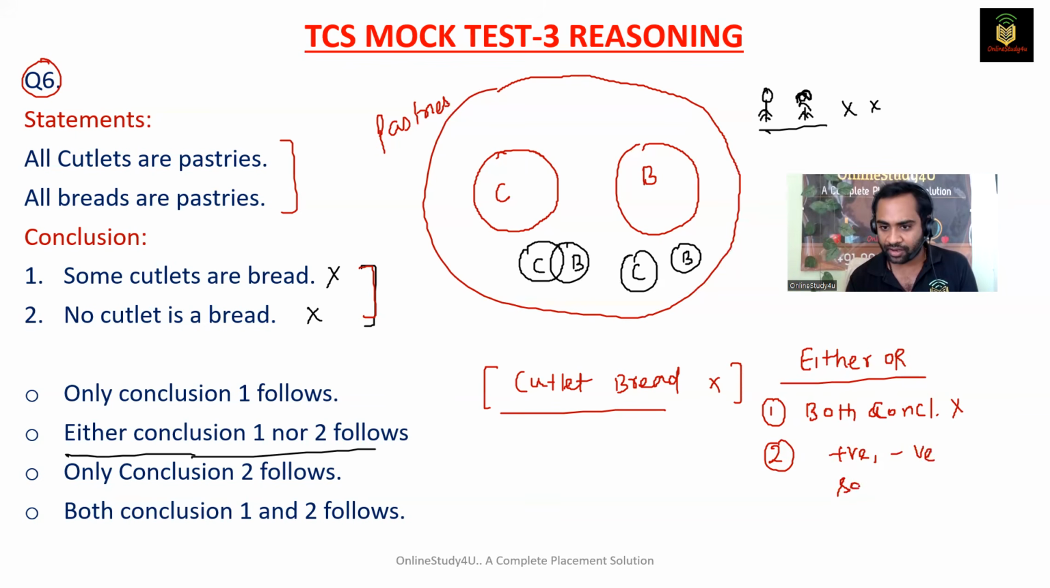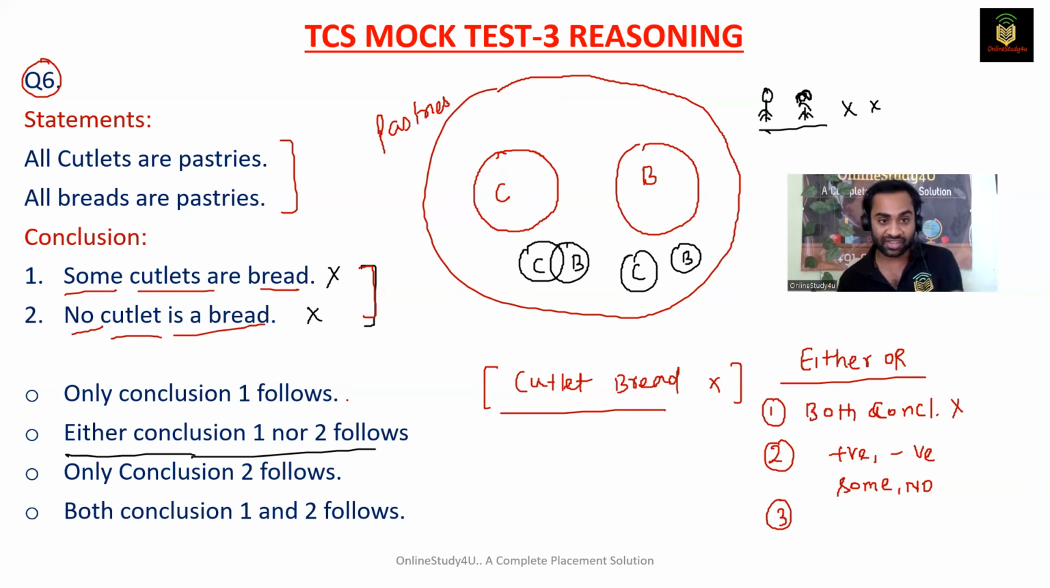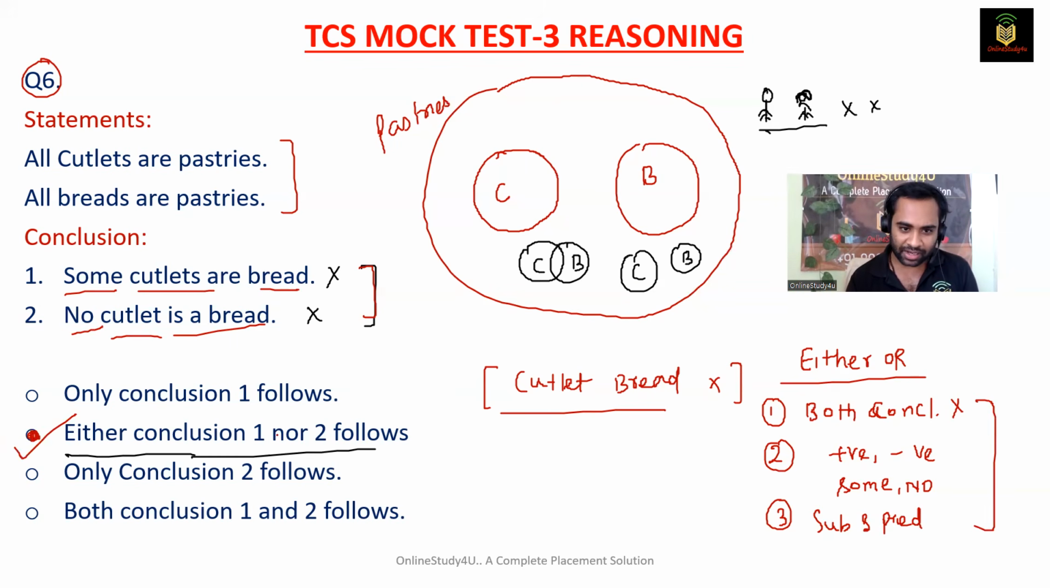Here there are some cases. We have "some", and "some not", so that is also true. Here it is positive and here it is negative. And then your subject and predicate should be the same. That means they should talk about the cutlet and the bread in both statements. So all three conditions are following. Your answer will become either conclusion one or conclusion two follows. By mistake it has been written "nor".